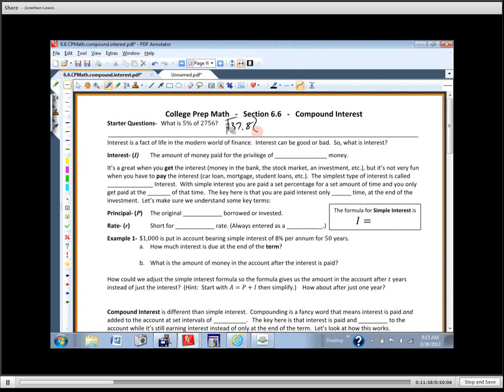137.8. So what we're going to work on today is something called compound interest. Now interest is just a fact of life. Most of you are going to get a loan at some point, if nothing else, maybe on a car or on a house or something like that, and you're going to pay interest. Interest goes both ways. So let's talk about what interest is. Interest is the amount of money paid for the privilege of borrowing money.